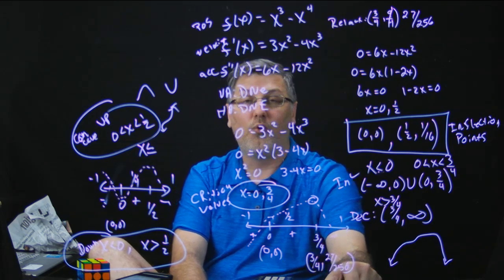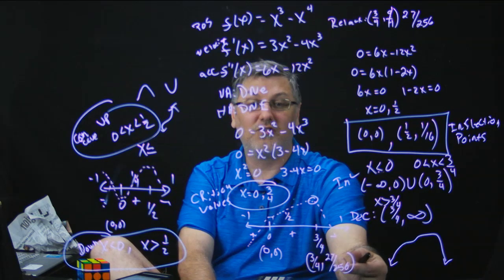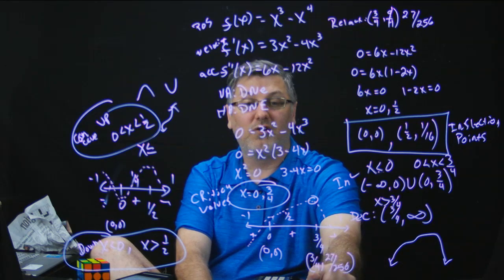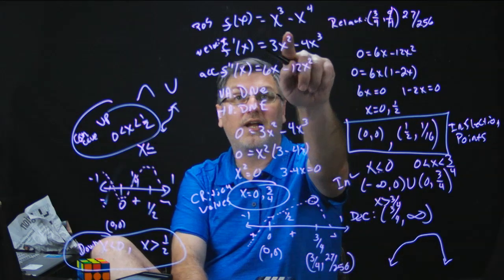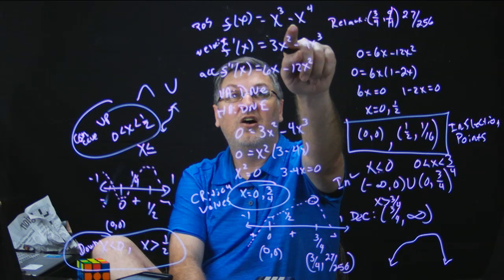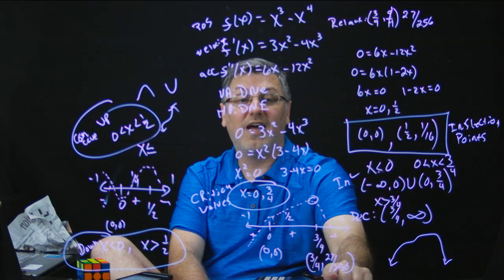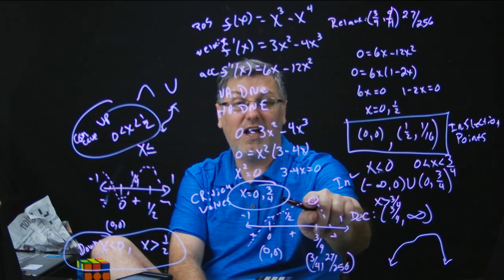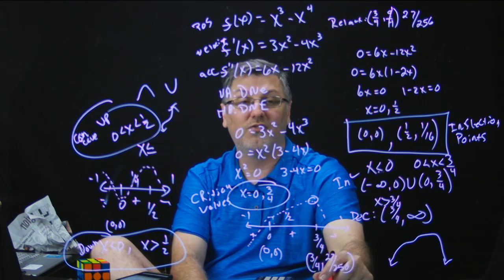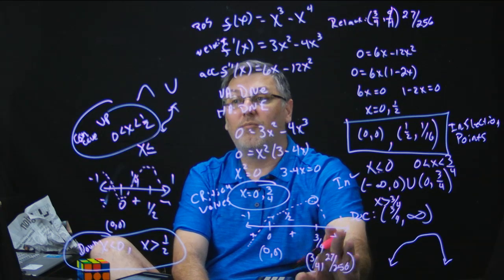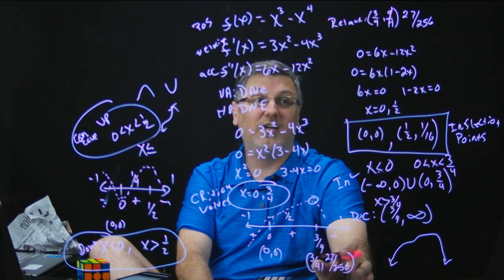So to find the point in which I actually have that relative maximum, I take my critical value, 3/4, and I plug it back into my position function and evaluate, and I get 27 over 256. So at this point, is exactly the highest point on this graph, which is a relative maximum. All right, from there, it wants to know about concavity and inflection points.